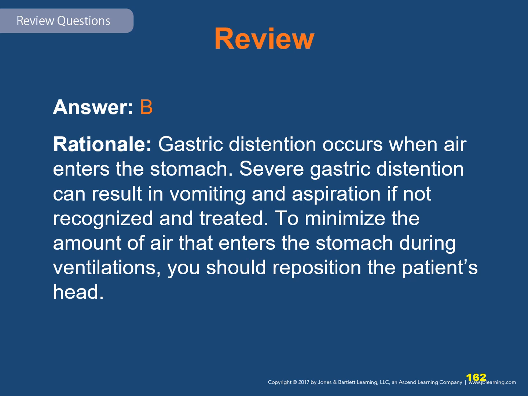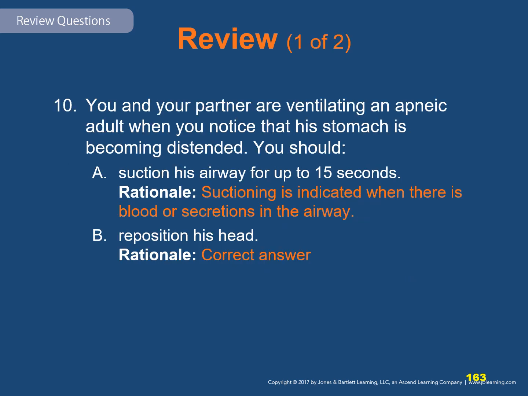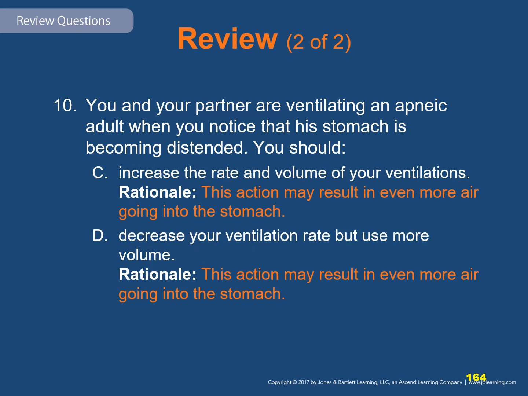So let's look at the incorrect answers. A, suction his airway for up to 15 seconds for somebody who has become distended in the stomach. Suctioning is only indicated when there are blood or secretions in the airway. B, reposition his head. That's the correct answer as we just discussed. C, increase the rate and volume of your ventilation. That's just going to produce even more air in the stomach because you don't have the head position right. Or D, decrease your ventilation rate but use more volume. That doesn't make any sense because that action is going to result in more air going to the stomach as well.